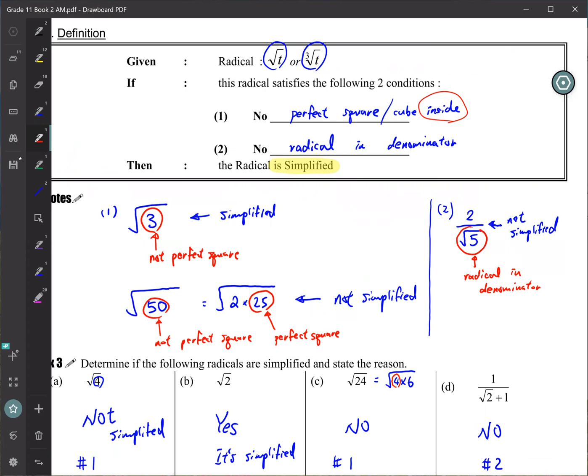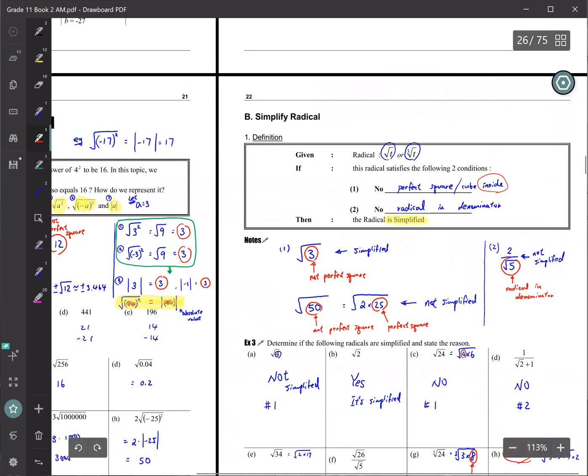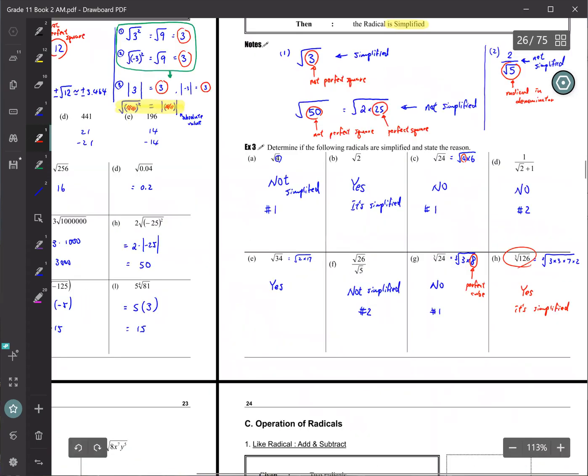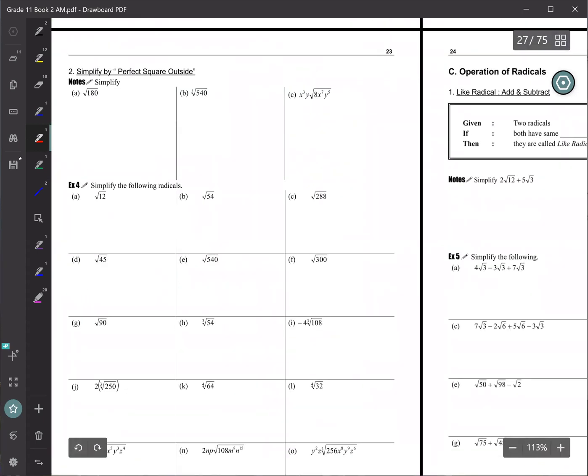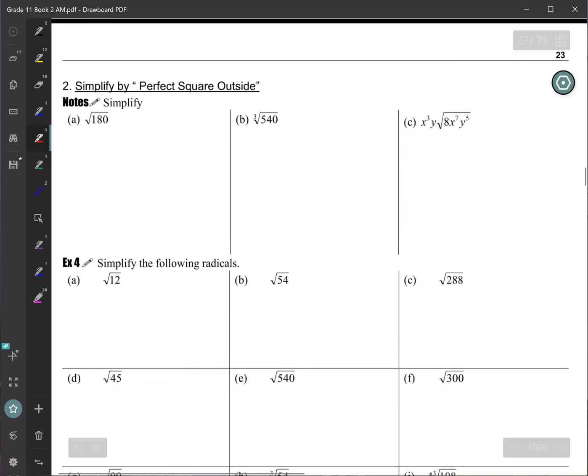Okay, if the question has a cube root, then no perfect cube inside. Okay, so today we're going to learn how to simplify things, right? If it's not simplified. So let's start with the next page, okay? Page 23.